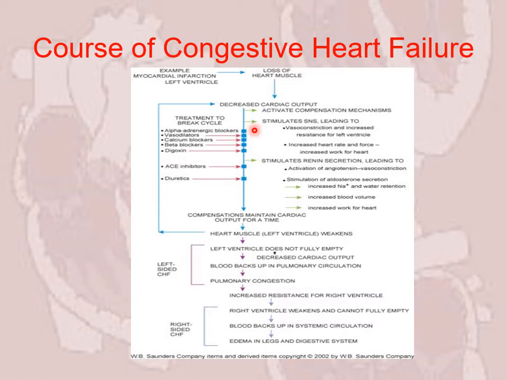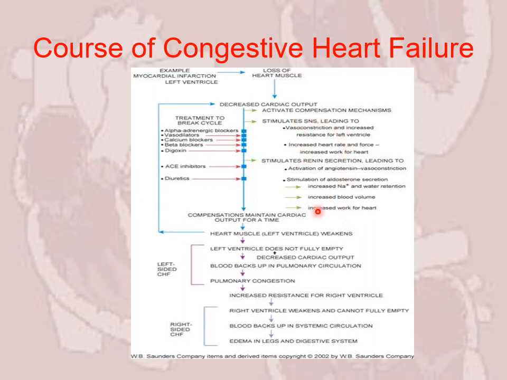It stimulates renin secretion, which leads to activation of the angiotensin mechanism to cause vasoconstriction, which is also going to stimulate the adrenal cortex to release aldosterone, which increases sodium and water retention. This is all back to A&P. It increases blood volume, increases work for the heart.